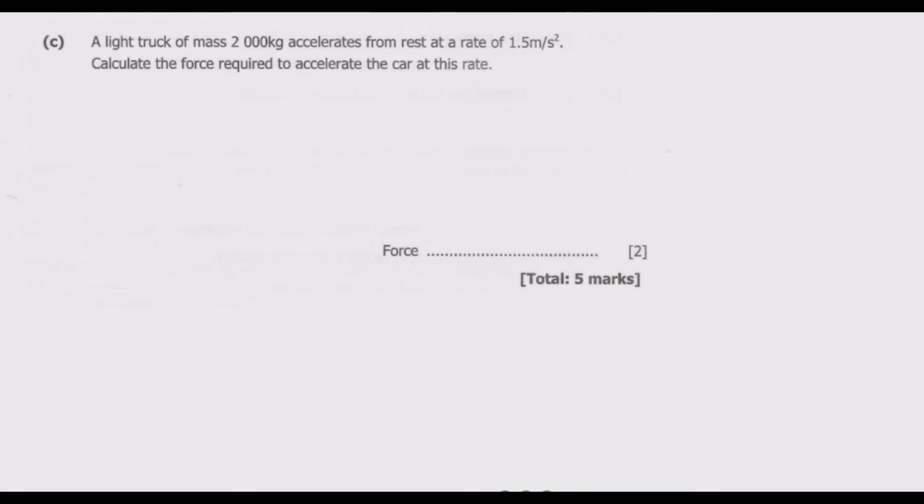A light truck of mass 2000 kg accelerates from rest at a rate of 1.5 meters per second square. Calculate the force required to accelerate the car at this rate. So we know that force, which we are asked to calculate, is given by mass times acceleration. Have we been given mass? We've been given 2000 kg. Have we been given acceleration? We've been given it to be 1.5 meters per second square.